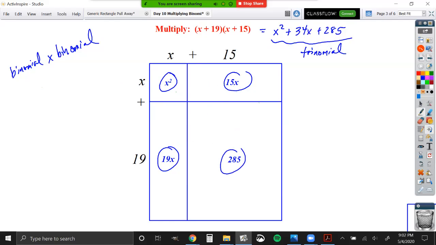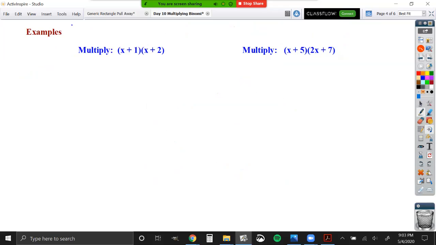Your parents learned this as something called FOIL. This was called the first. This is the outer, the inner, and the last. So if you ask your parents about FOIL, first, outer, inner, last, this was what they learned, and we're going to learn it as a graphic organizer. So let's go and do a couple more examples and get you started on generic rectangles. We want to be able to make this a tool that you could use every day frequently because it's super easy.